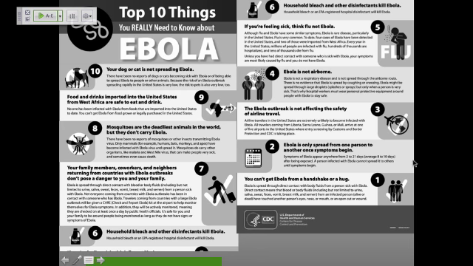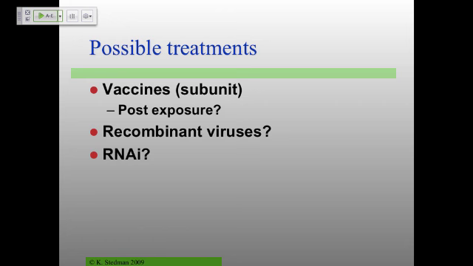And no, you can't get Ebola from a handshake or a hug. So again, it's amazing to me that this even had to be published. But it's there. Next time you're in the biology office, check out the flyer. So if, however, you do happen to be in West Africa, a healthcare worker who is there, how can we go about dealing with this?